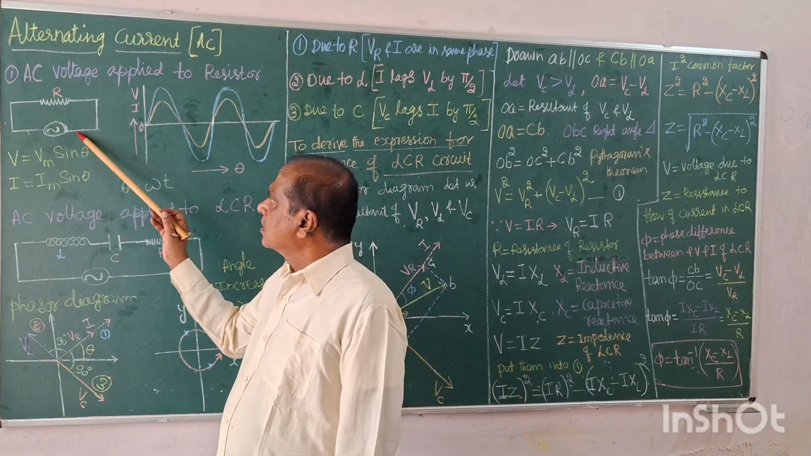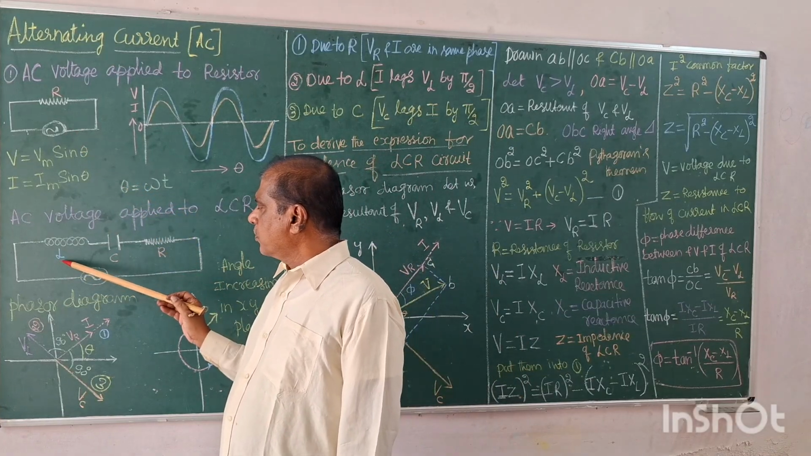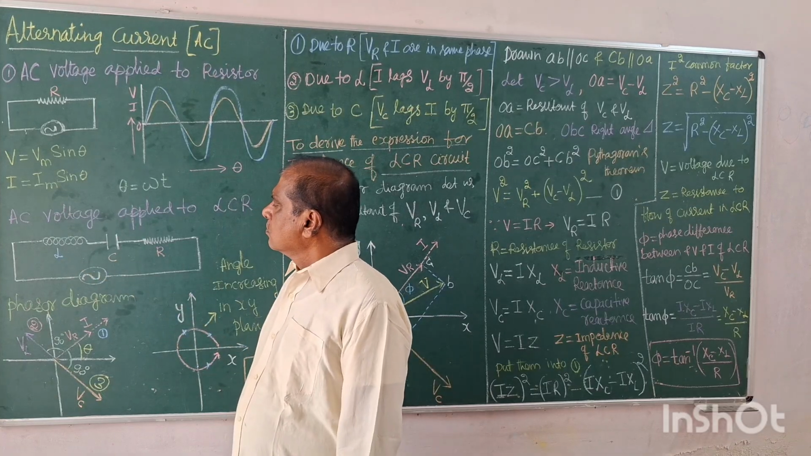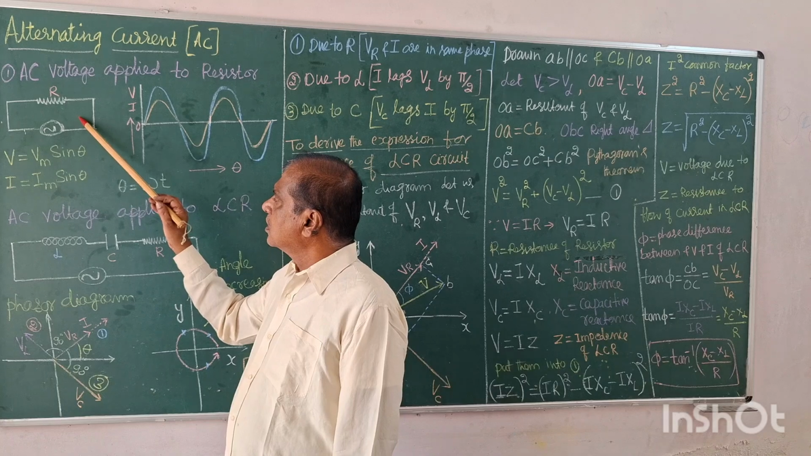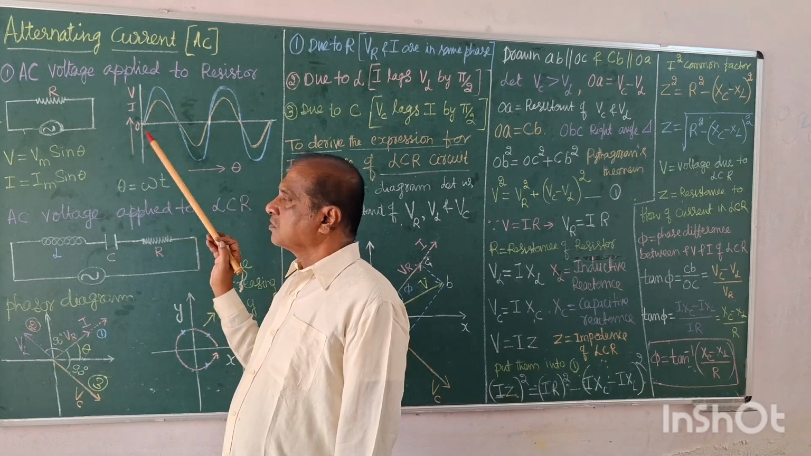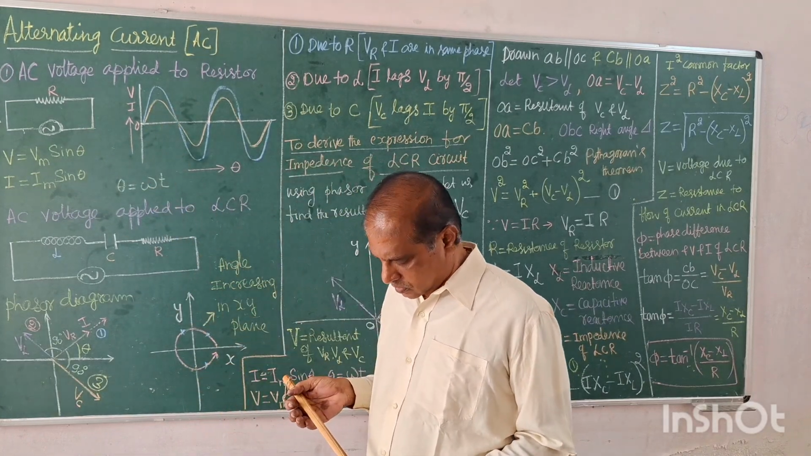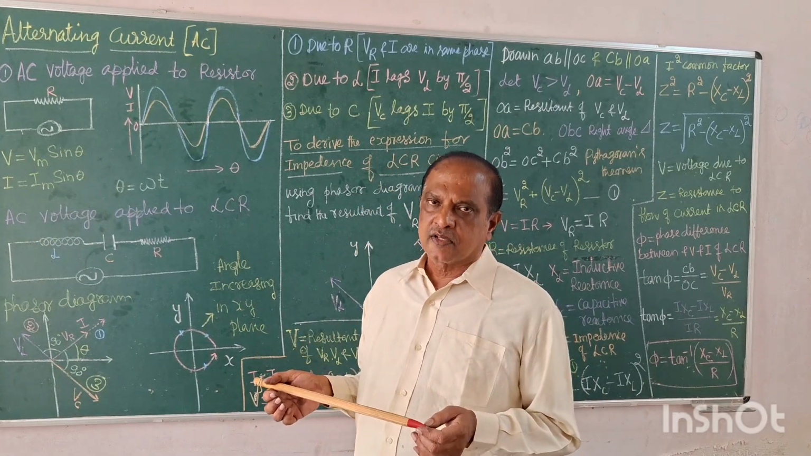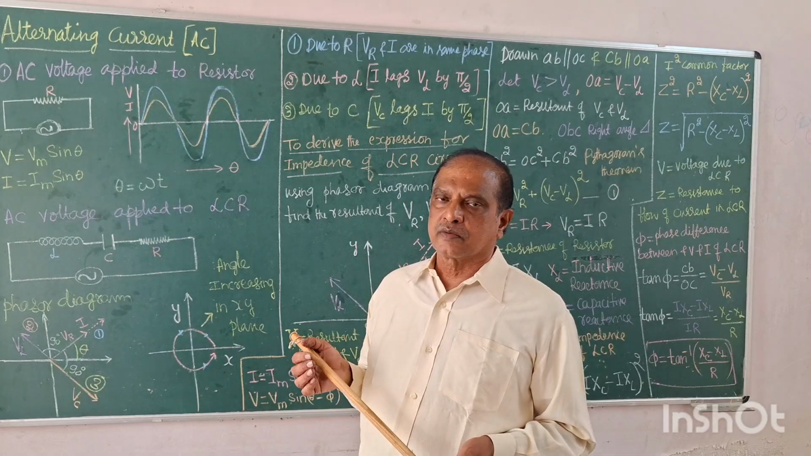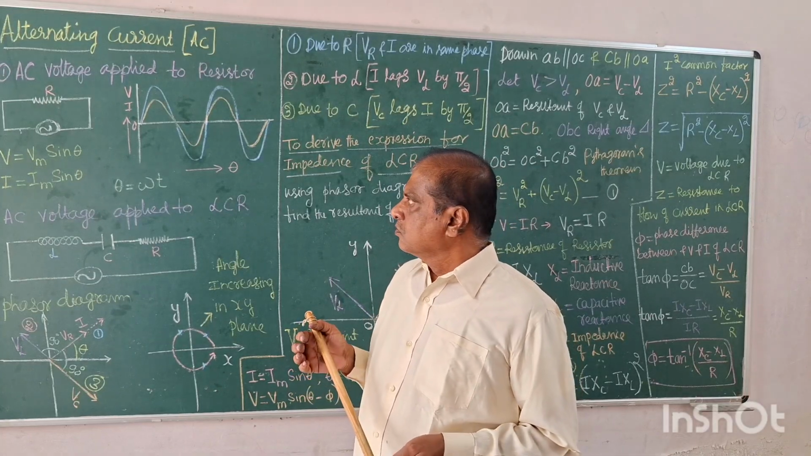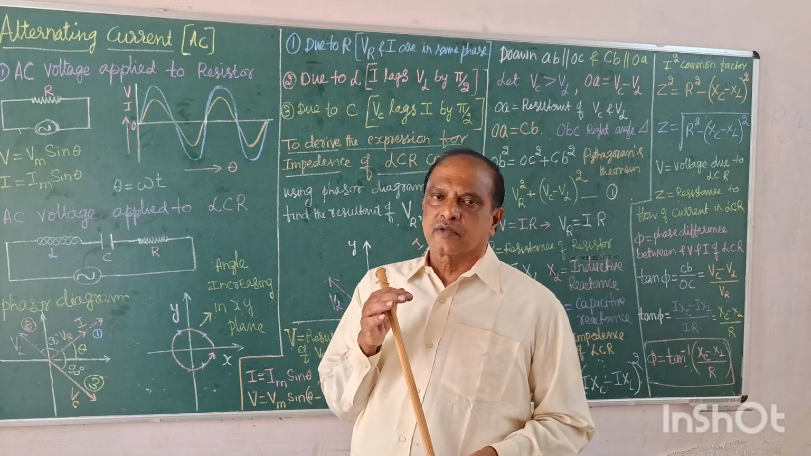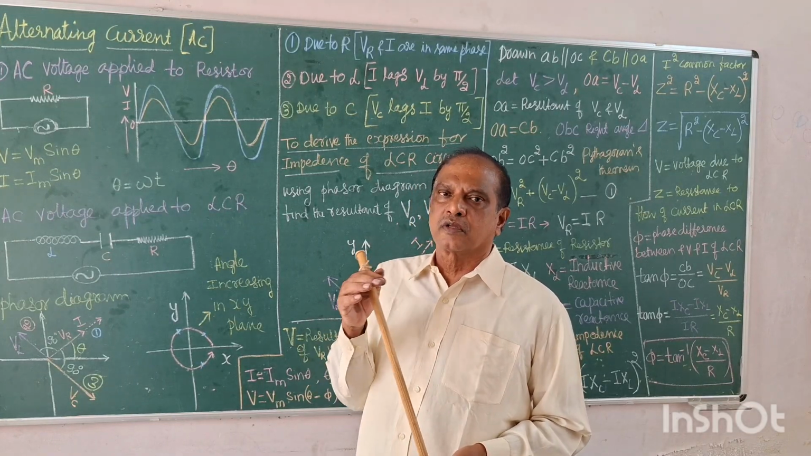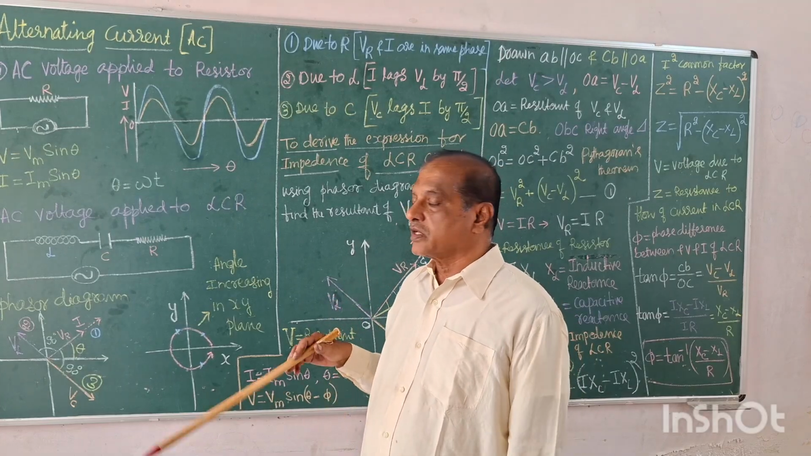If the AC circuit consists of a pure inductor, that circuit produces a similar kind of sinusoidal waves, but we will find a difference in angle between the voltage and current. In that case, voltage leads the current, or current lags the voltage by pi by 2.